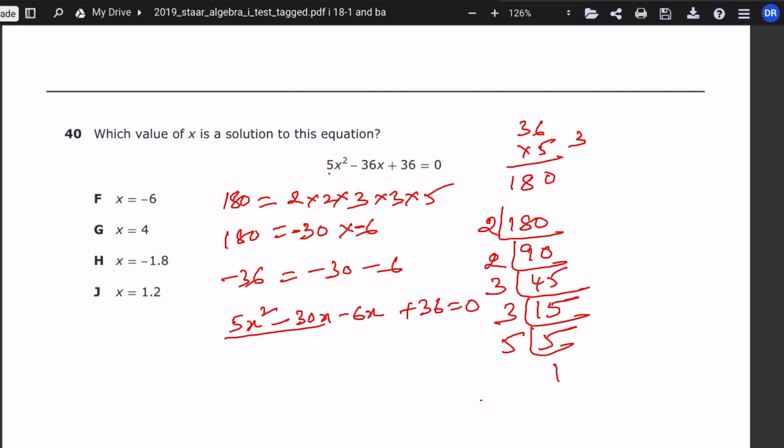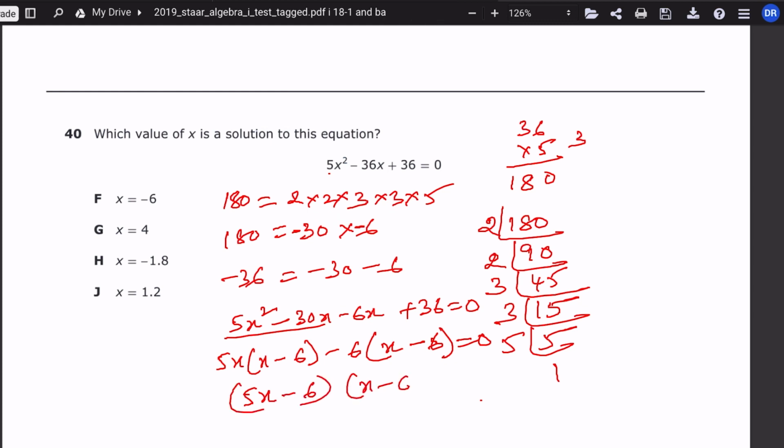You can take out 5x common from this. So 5x into x minus 6, minus 6 into x minus 6, which is equal to 0. So you can write this as 5x minus 6 into x minus 6 is equal to 0. So equating each one to 0, 5x minus 6 is equal to 0, or x minus 6 is equal to 0. So plus 6 on both sides, therefore 5x is equal to 6, x is equal to 6 by 5.